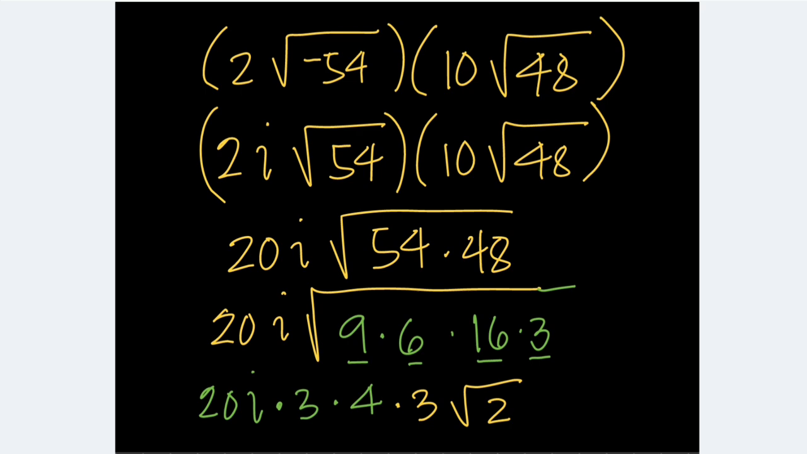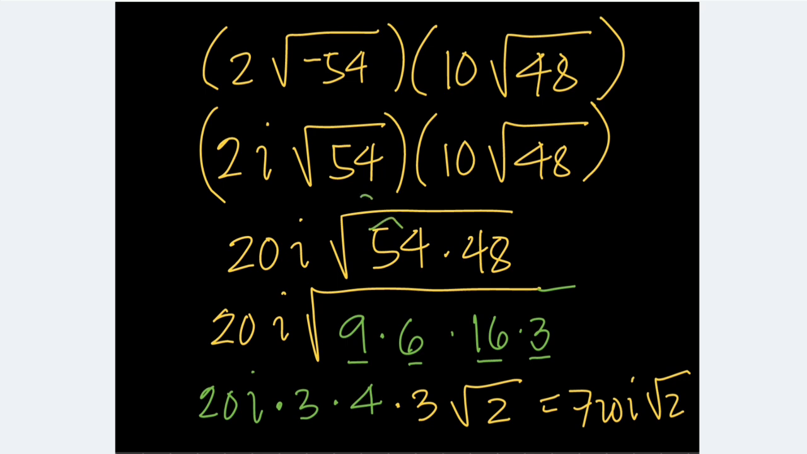So we have 20 times 12 times 3. We'll see. 720i square root of 2. Let's just check. Just want to check. 60, and then 4 times 10, 40.